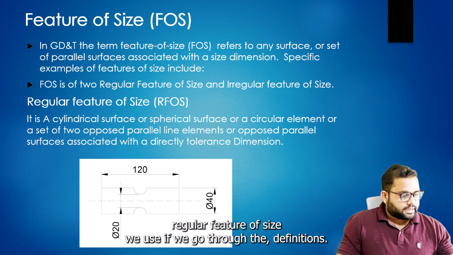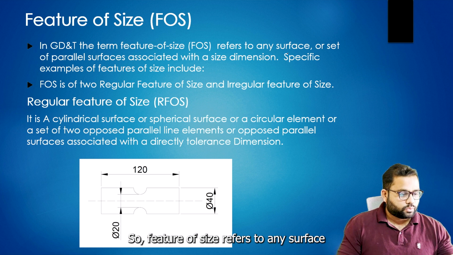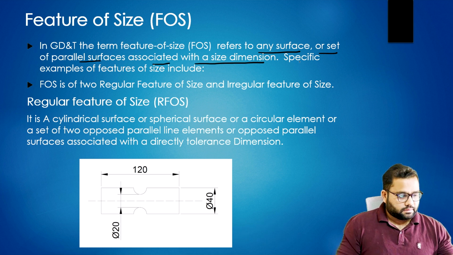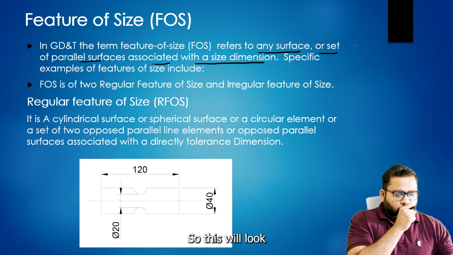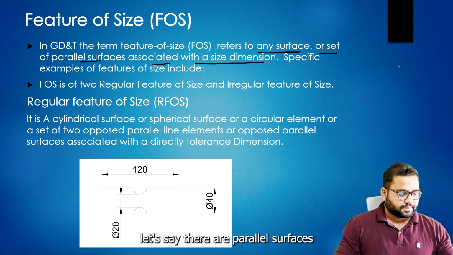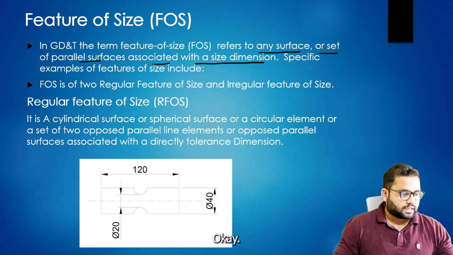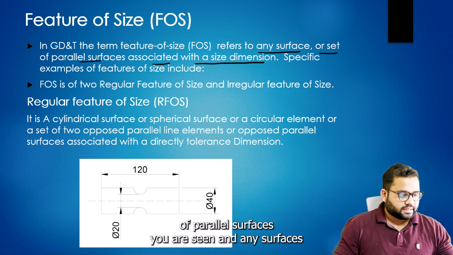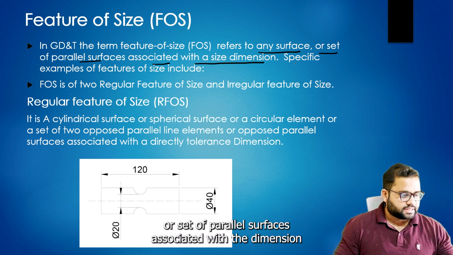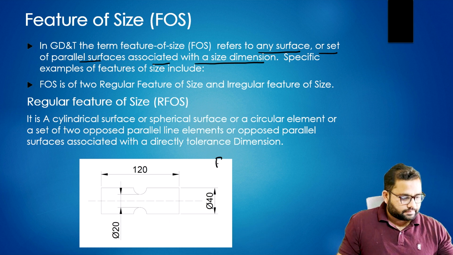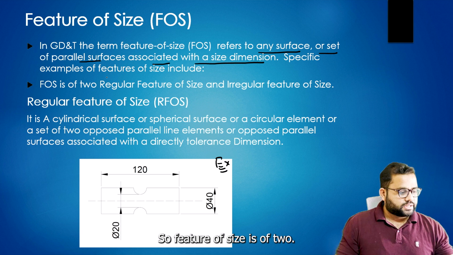If we go through the definition, feature of size refers to any surface or set of parallel surfaces associated with the size dimension. Let's say there are parallel surfaces, which are any surfaces associated with the dimension. Specifically, examples include this example. Okay, so feature of size is of two types.